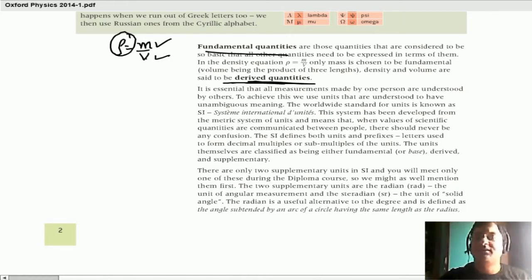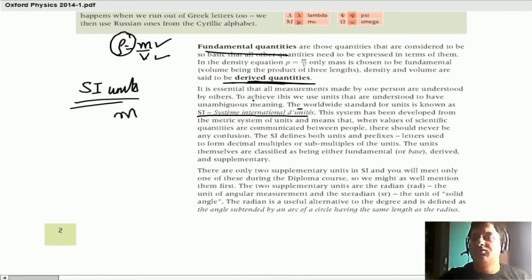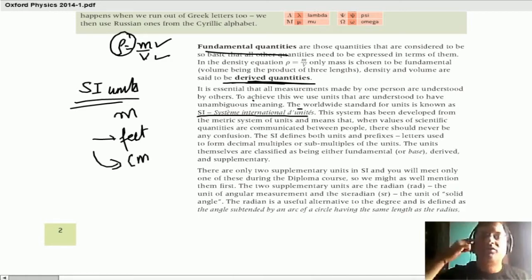So it is essential that all measurements made by one person are understood by others. To achieve this, we use units that are understood to be unambiguous. So the worldwide standard for this, we measure everything in the SI units. We use only SI units in physics. See, I can measure anything in meters. You might be measuring it in feet. Someone might be measuring it in centimeter. So physics says don't have such ambiguity. Use the standard units. So for standard units, for mass we have kilogram, for length we have meter, for time we have second. Mass you have to measure in kilogram. It should not happen that you are measuring the mass in pounds.